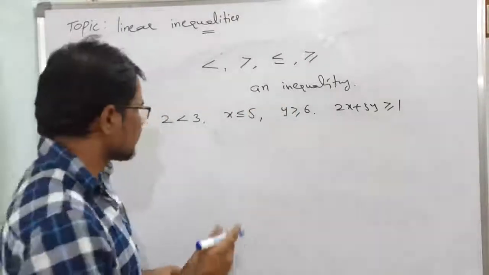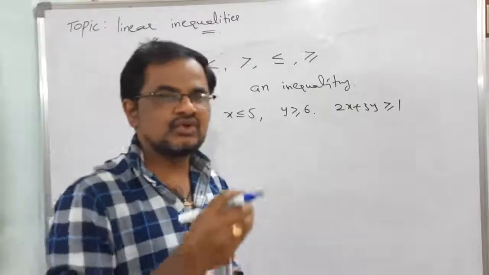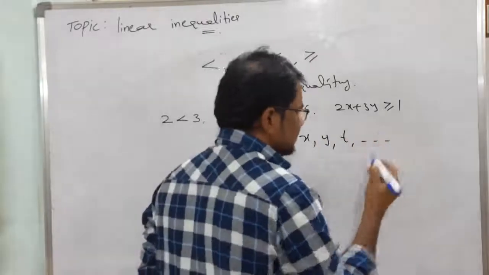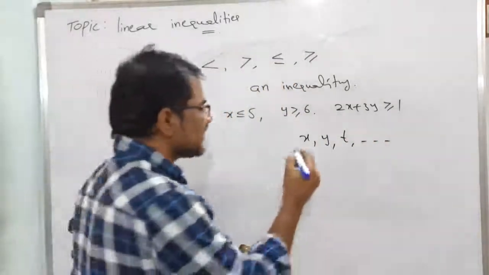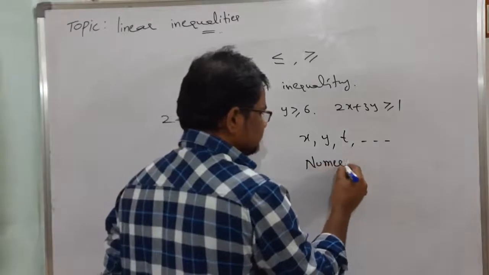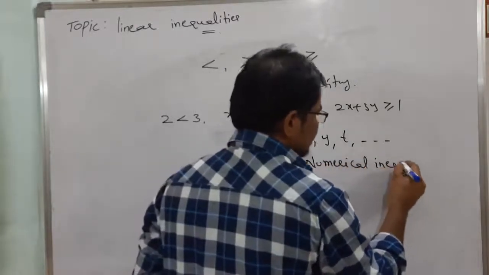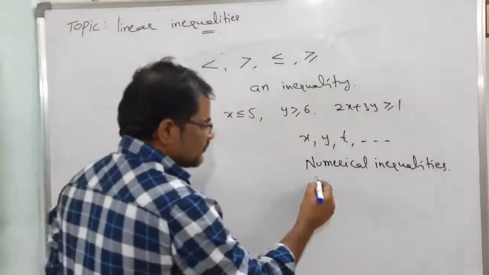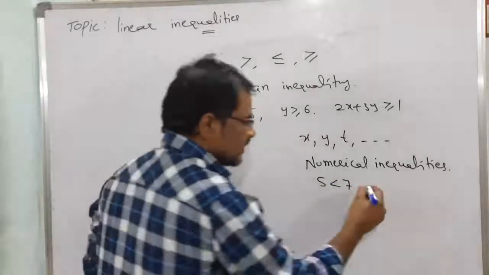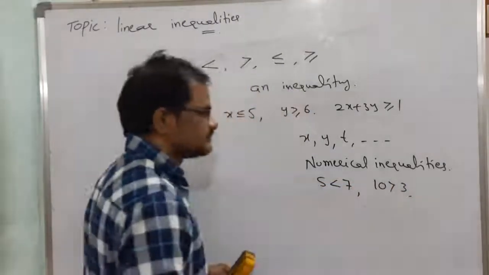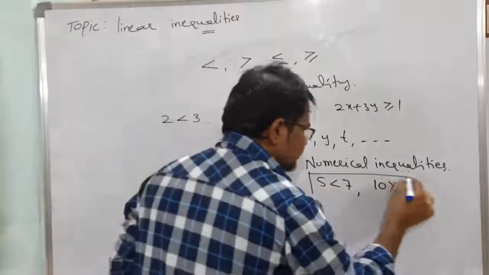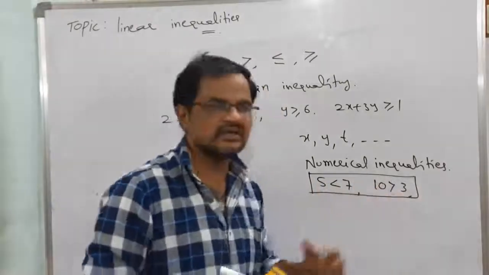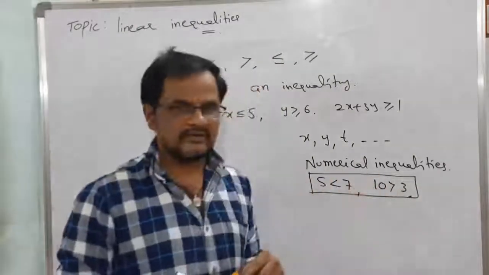But in this, inequalities which do not involve variables like x, y, t, etc., are called numerical inequalities. For example, 5 < 7, 10 > 3. This type of inequality is called a numerical inequality. In these, there is no variable.